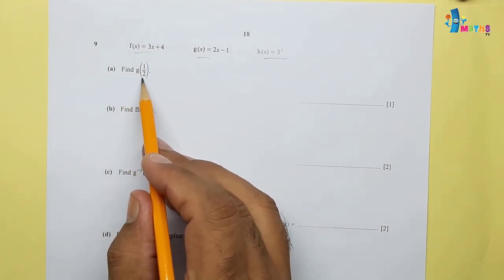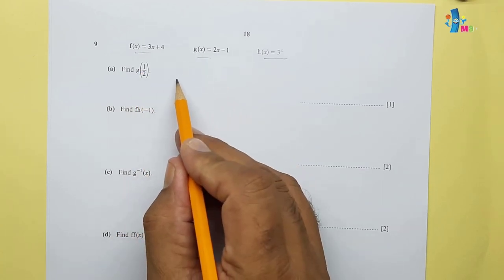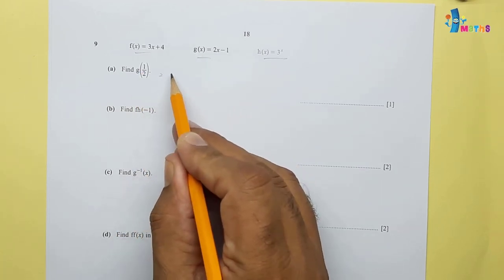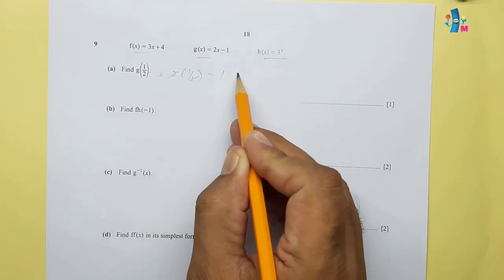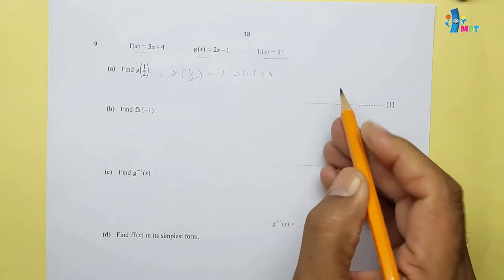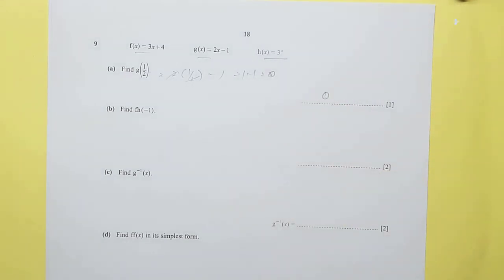Find g of 1 by 2. In this one we will replace x with 1 by 2. This will be equal to 2 into 1 by 2 minus 1. So this will be gone. 1 minus 1 will be equal to 0. So our answer for this part will be 0.